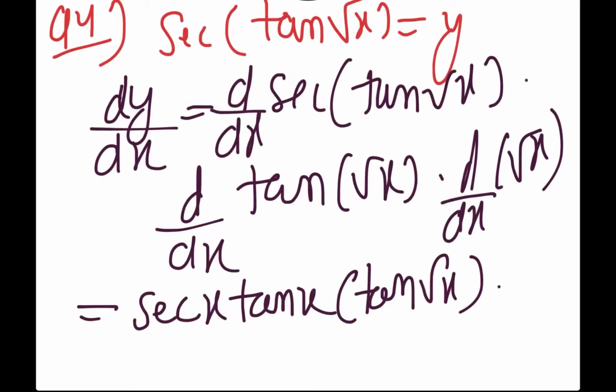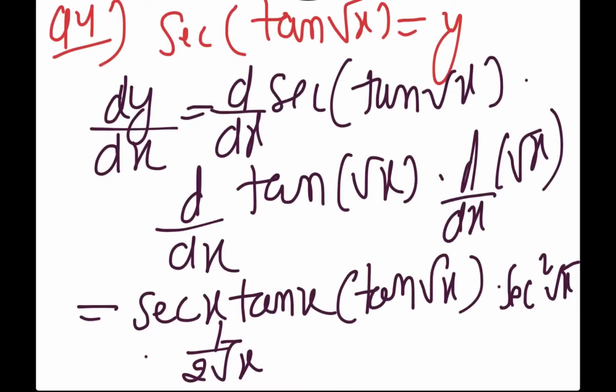Into the derivative of tan, which is sec square. So tan root x becomes sec square root x, into the derivative of root x. Now root x again means x to the power 1 by 2. And the derivative of root x, again a formula of class 11, comes out to be 1 upon 2 root x. And this is my final answer as well.